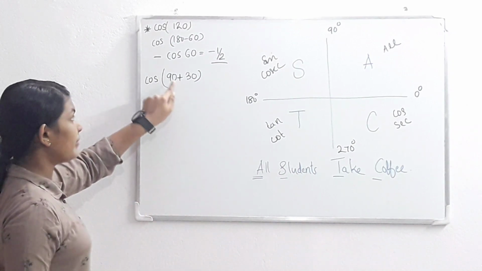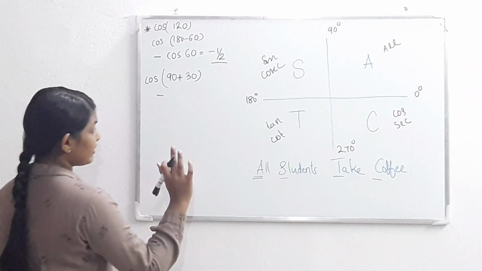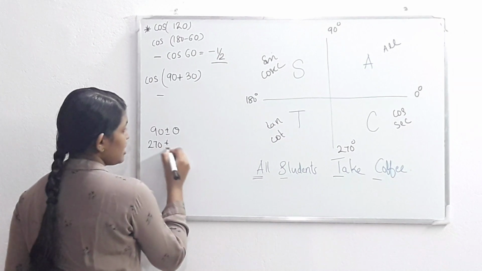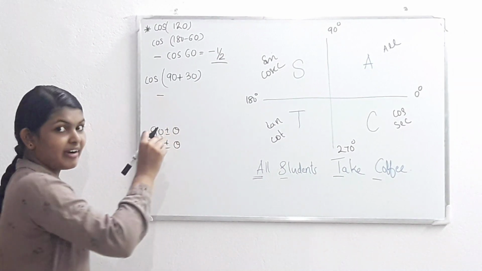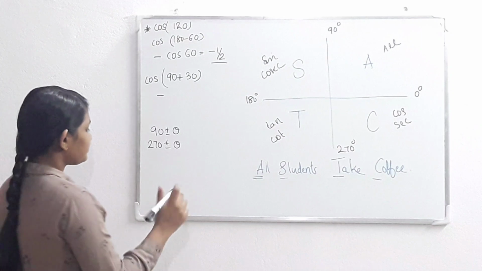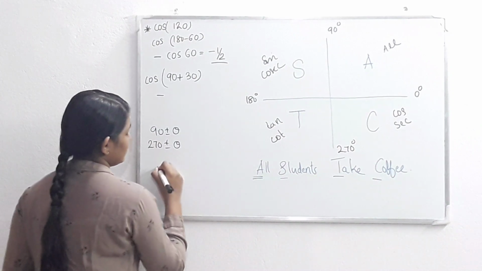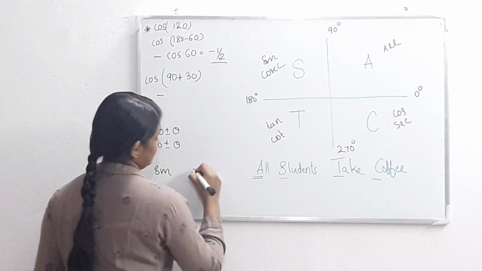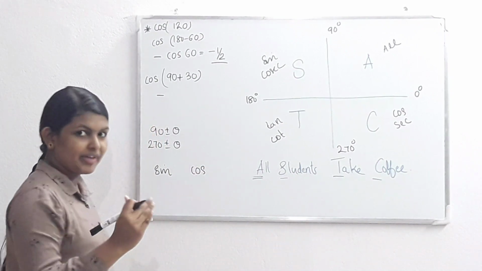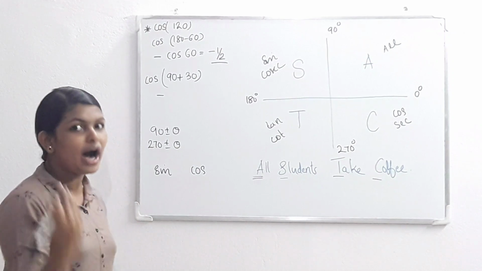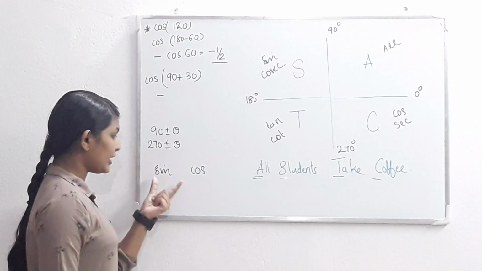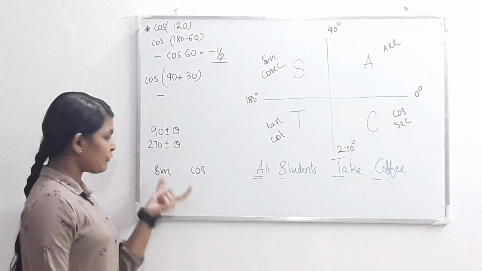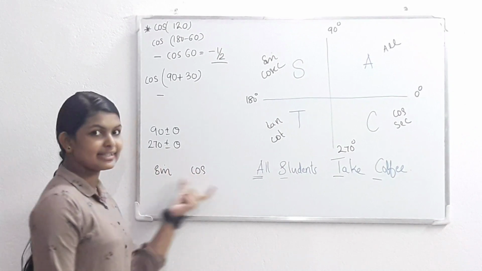And since the angle is of the form 90 plus or minus theta, or 270 plus or minus theta, etc., we have to change that trigonometry function to its cofunction. What is the cofunction of sine? The cofunction of sine is cosine, that means cos. If there is a co, we have to remove it. If there is no co, we have to add it. That means cosine will be its cofunction.